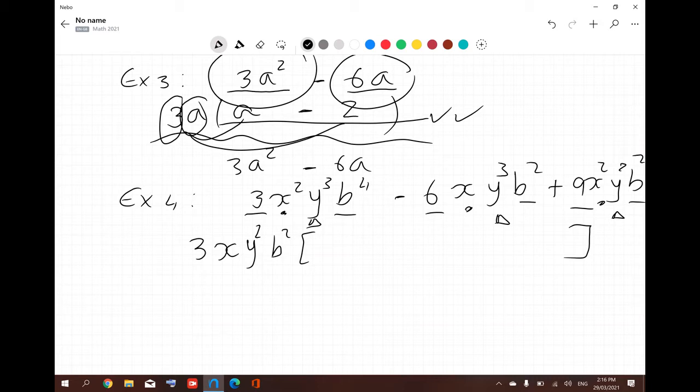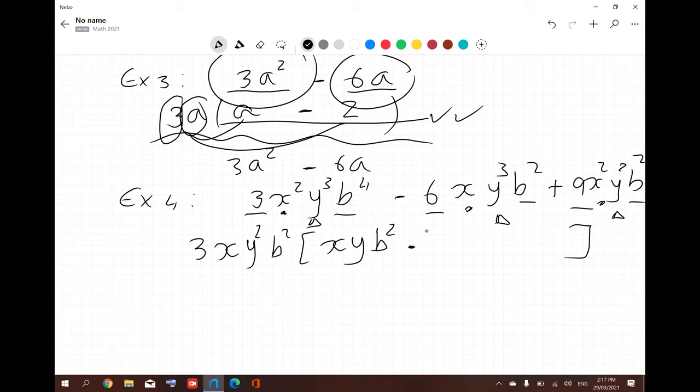And then I'll divide each term by the highest common factor. 3 and 3 will cancel. X squared divided by x, I'll get 1x left in there. Y cubed divided by y squared, I get y. B to the power of 4 divided by b squared is b squared. Then a negative divided by positive is a negative.